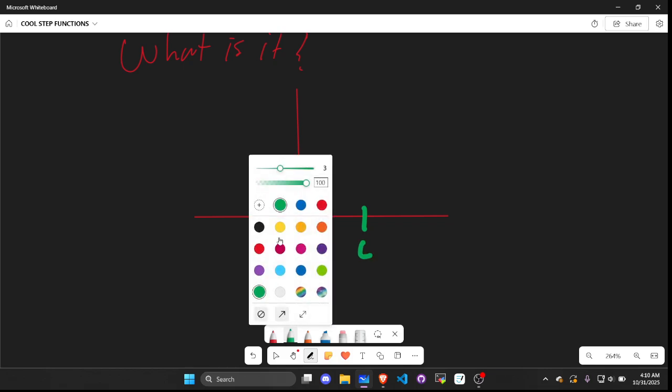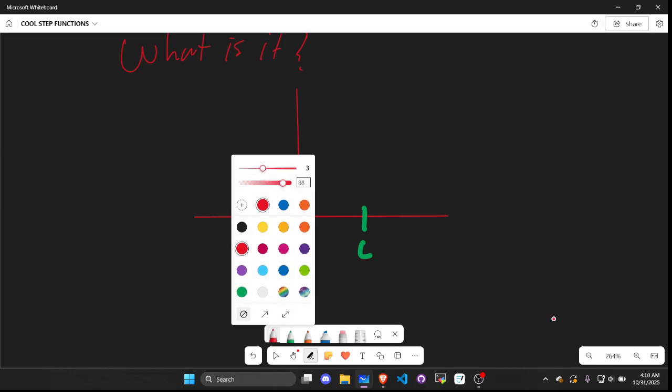This is a little thick. Yeah, I think I actually like this thickness better.